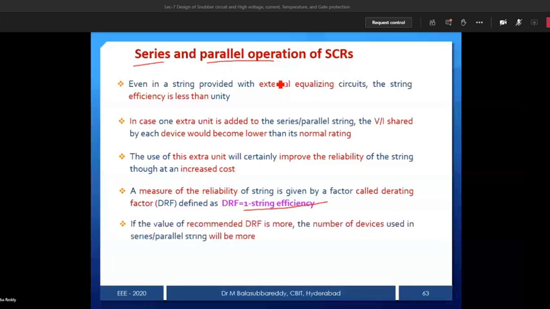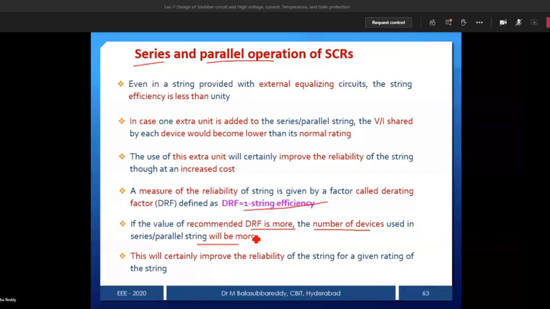This is recommended: if the derating factor is more, automatically the number of devices in series or in parallel will be more. Only if the number of devices is more will we get more reliability. So now we'll see in the next class series, same series, and whatever I explained so far is only the introduction of series and parallel operation. Later we'll see in the next class in detail the series and parallel operation, designing, all this.